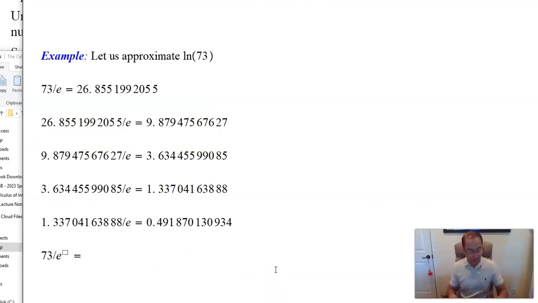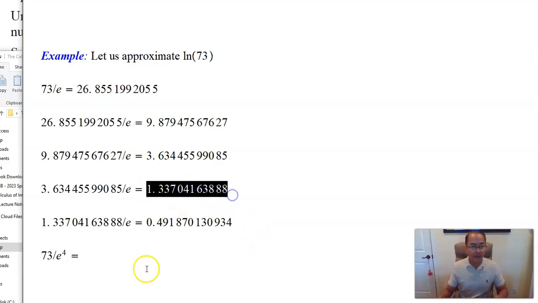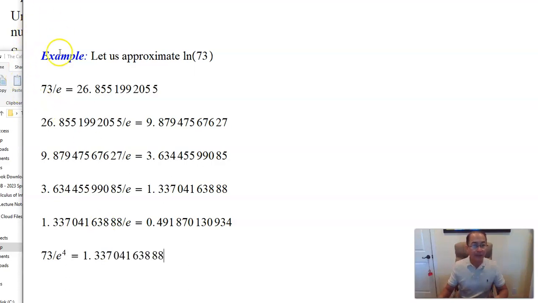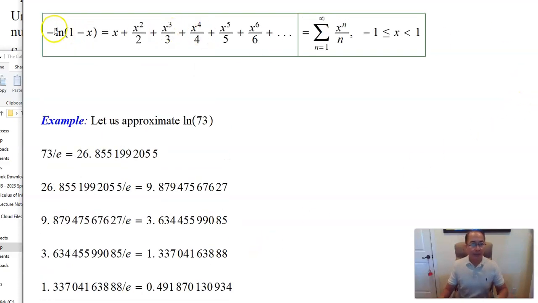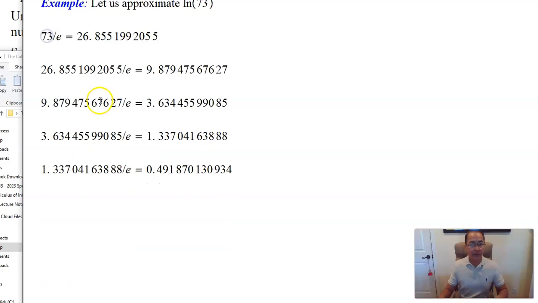Divided by e to the fourth power gives us 1.337. And just to be sure, did we count correctly? We get 1.337. Okay, so let's put our power series at the bottom because we're going to need it there.